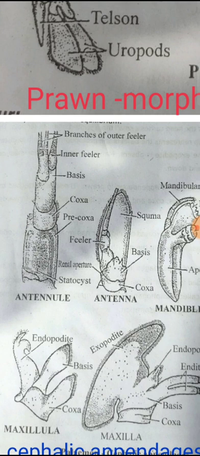The protopodite of each antennule consists of three podomeres: the precoxa, the coxa, and the basis. These are the three main parts. The precoxa is very large and bears a depression, and it is attached to the body.